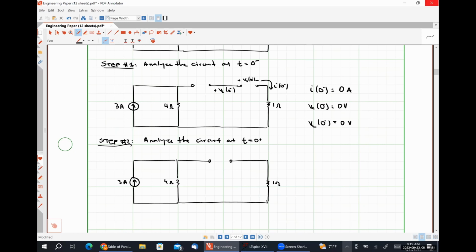So let me label my quantities here. So here I have I at 0 plus, VL, excuse me, at 0 plus. This should be 0 plus as well. And then here is VC at 0 plus. I of 0 plus must be 0 amps because it was 0 amps at 0 minus. VC at 0 plus must be 0 volts because it was 0 volts at 0 minus.